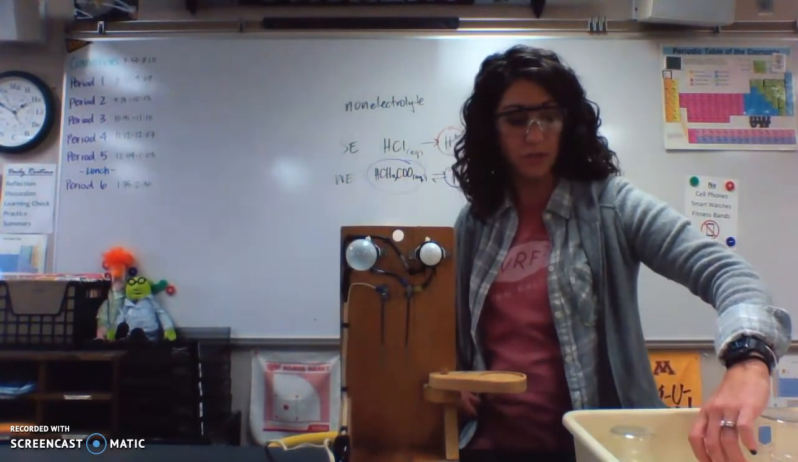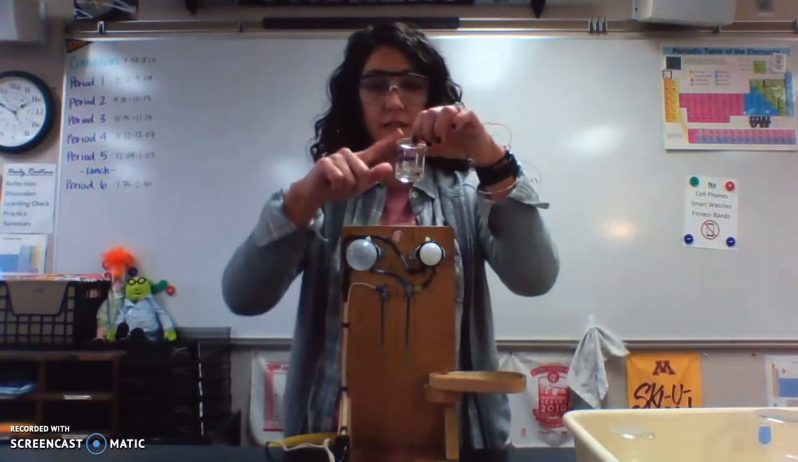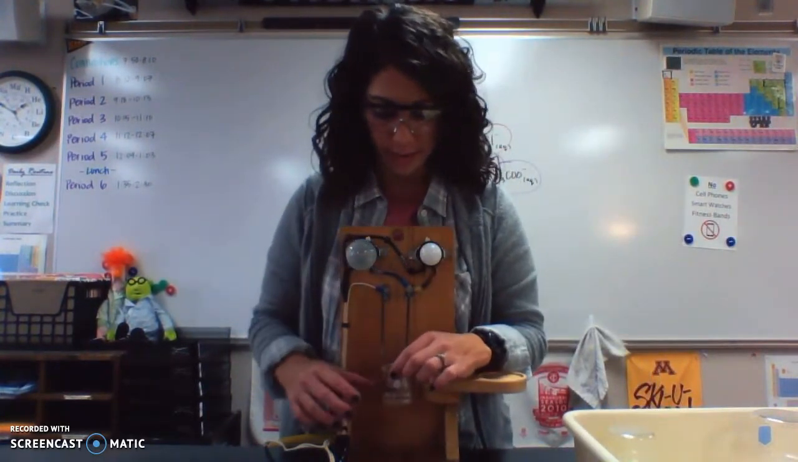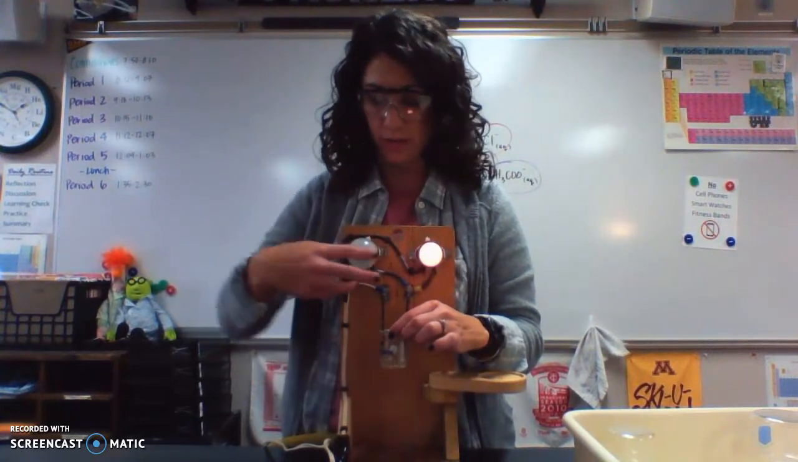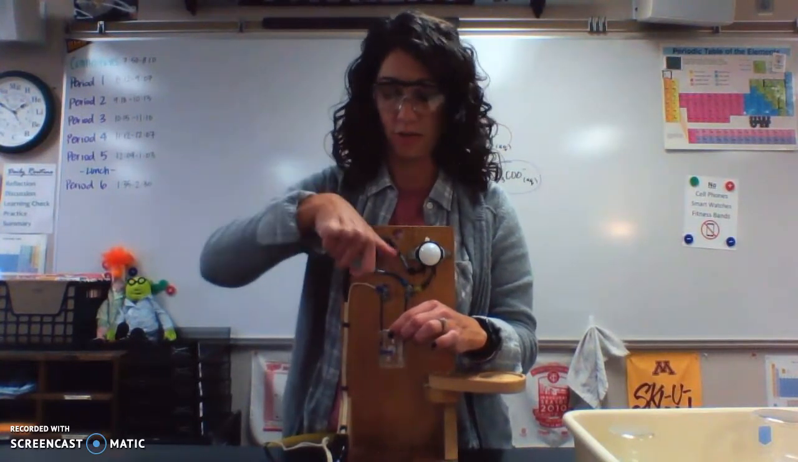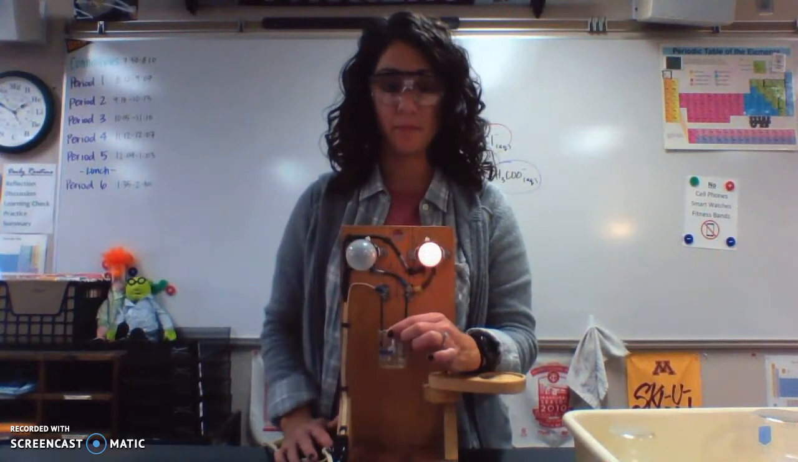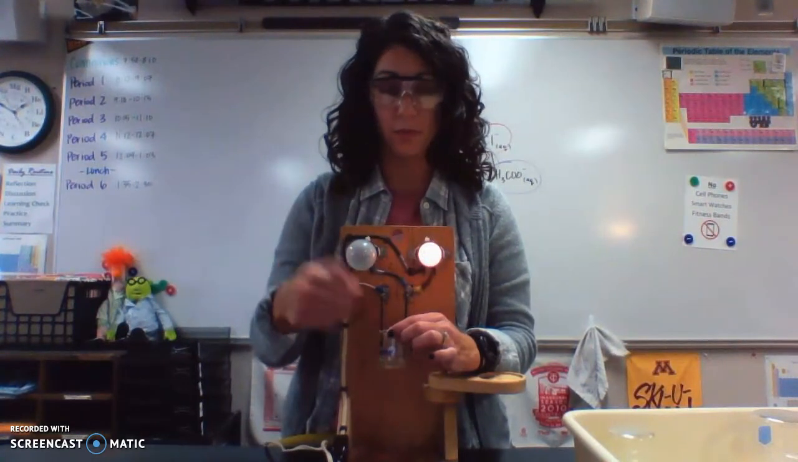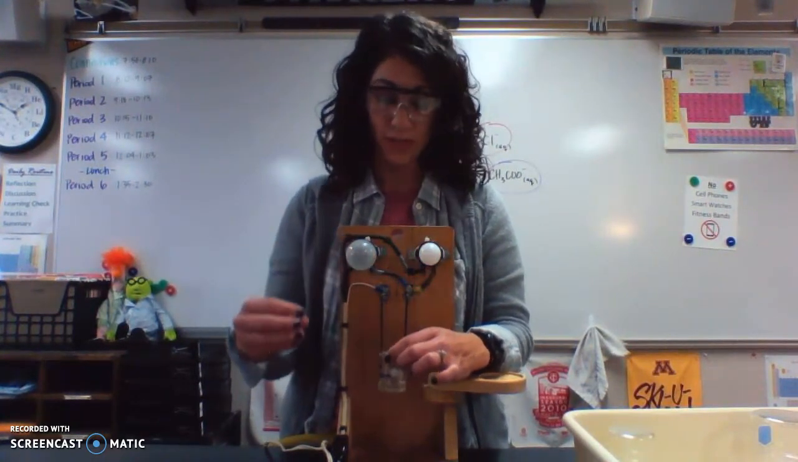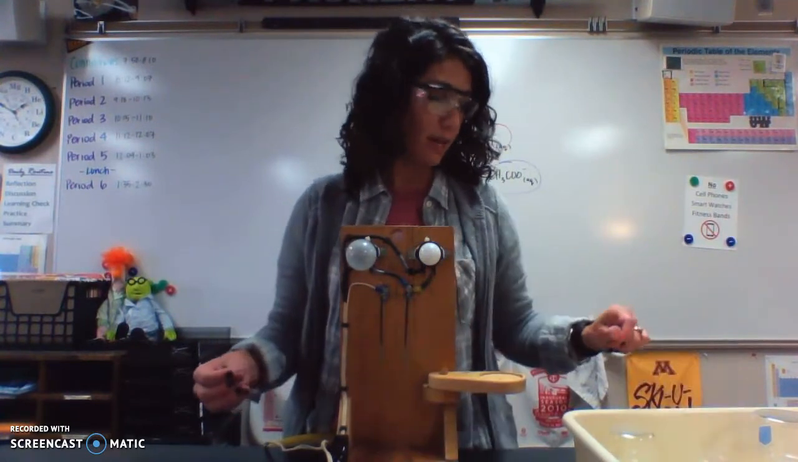So let me show you when I do have aqueous acetic acid. So this is 6 molar. So this one, we'll double check. It's not strong, but it is weak. So when there is water with it, it can dissociate. When there's not, it will not.